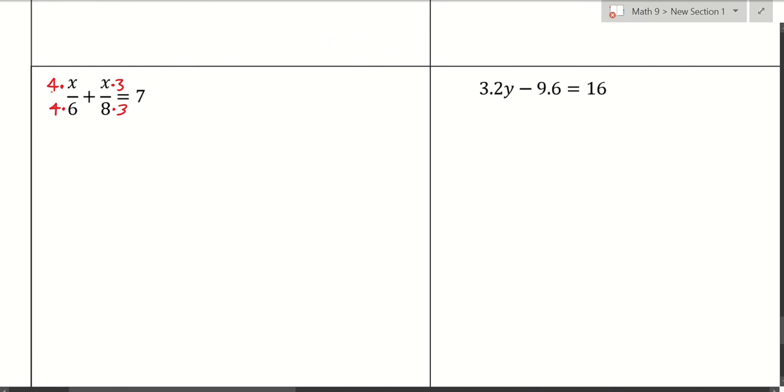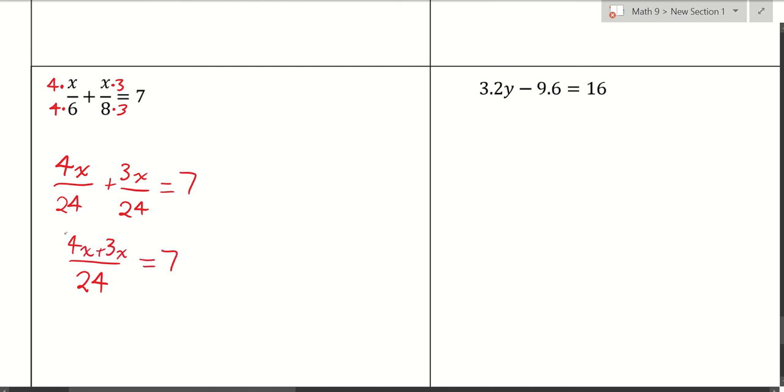Okay, so 4 times x is 4x. I hope that wasn't confusing. And 4 times 6 in the denominator here is 24. 3 times x is 3x. 8 times 3 in the denominator here is 24. And on our right-hand side, we just have 7. These are two fractions on the left-hand side with the same denominator. We can write that as one denominator, and we have 4x plus 3x.